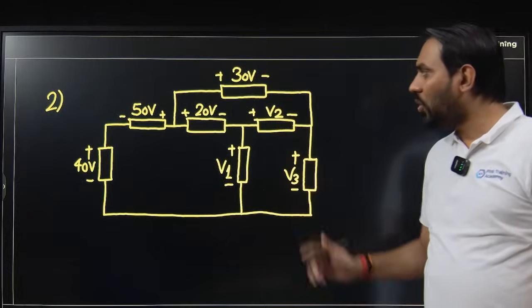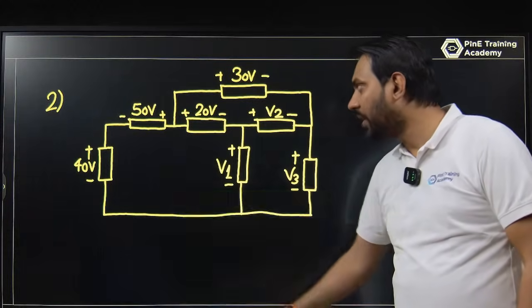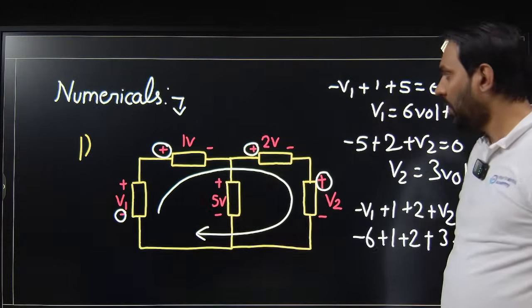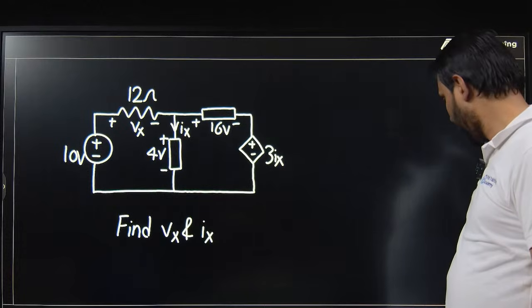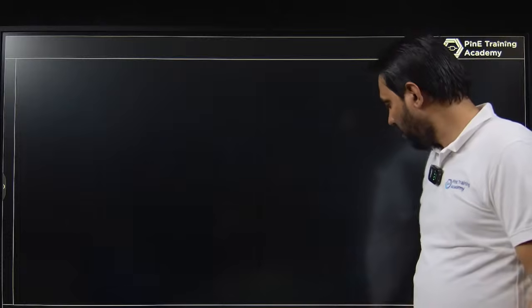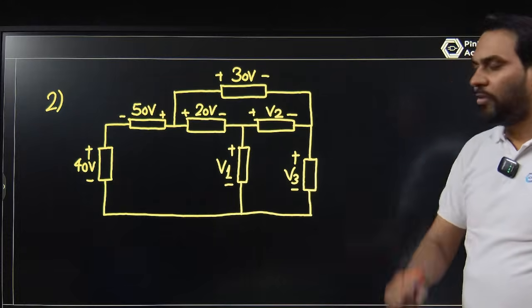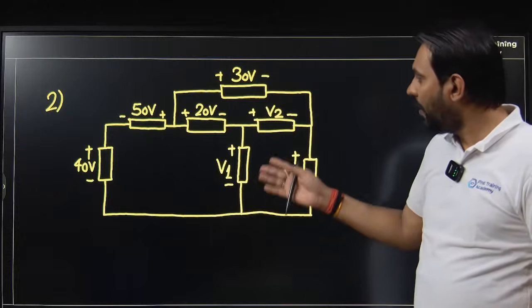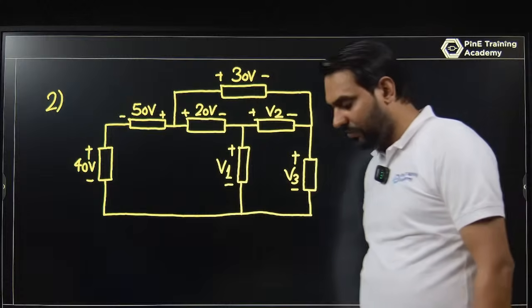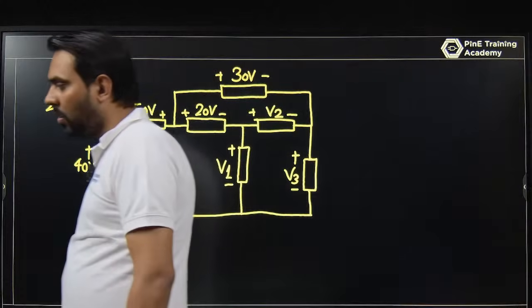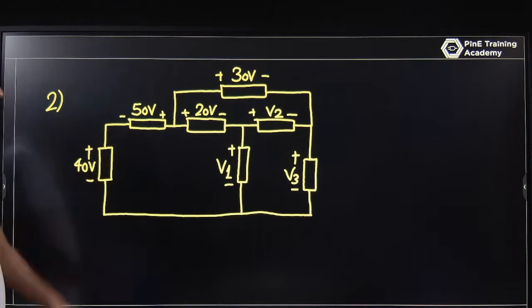Now you have a second question on the KVL. Take your time and solve it. Okay. Yes. Just solve it. What is happening here? You have this question. You are determining V1, V2, and V3. Basic KVL. Okay. You can use KVL.